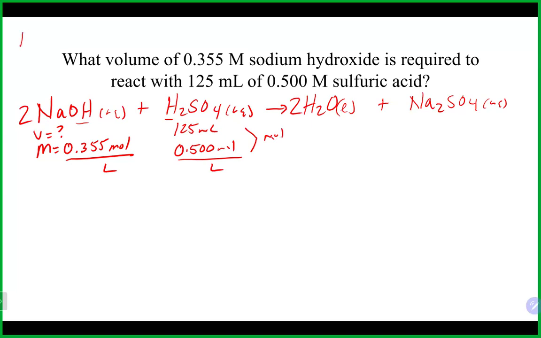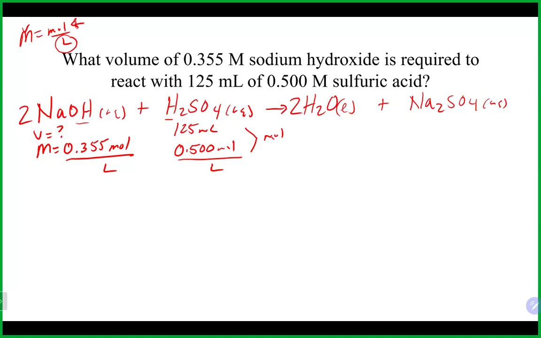When we think about the molarity for our sodium hydroxide, that's moles per liter. We're looking for the liters. We have the molarity. Remember, we're going to use stoichiometry to get the moles of the sodium hydroxide so we can actually calculate it. So we're ready to start our calculation. We're going to go with the volume of our H2SO4 converted into liters. That will give us 0.125 liters.